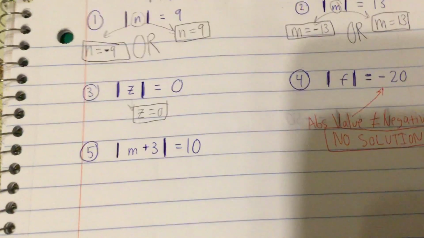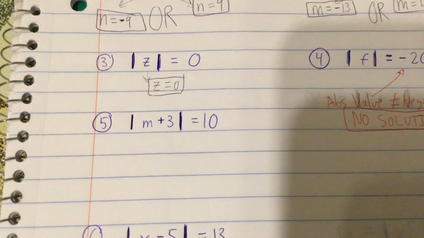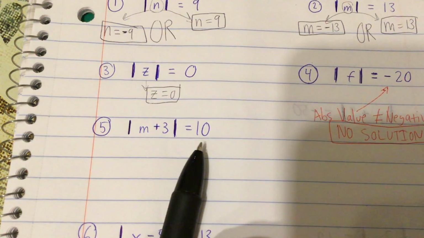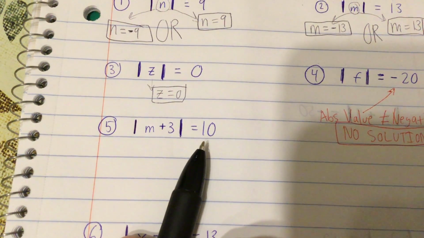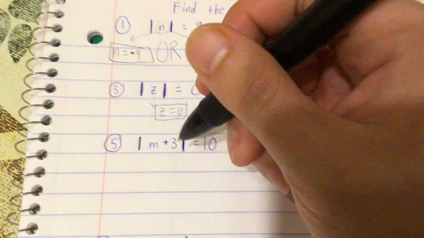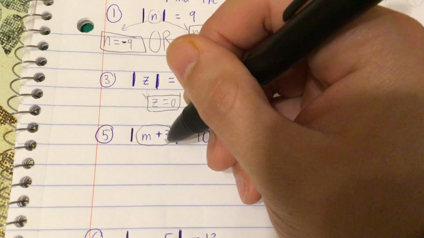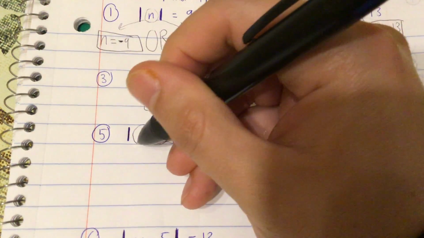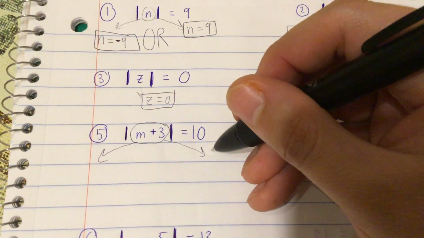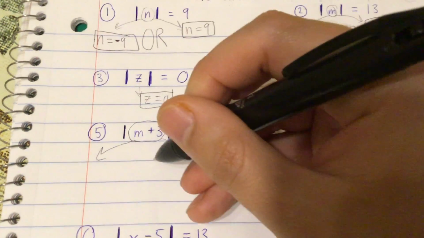So the absolute value of m plus 3 is equal to 10. My question is, is the output positive or negative? The output is positive 10. So the question is, how do I get a distance of 10? I take the inside, and I say you're equal to 10 or negative 10.